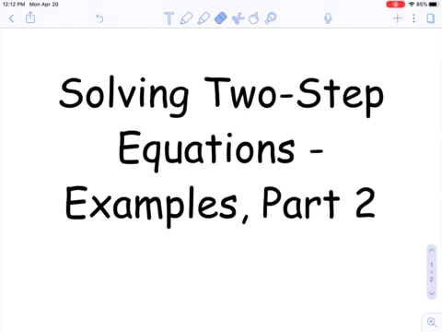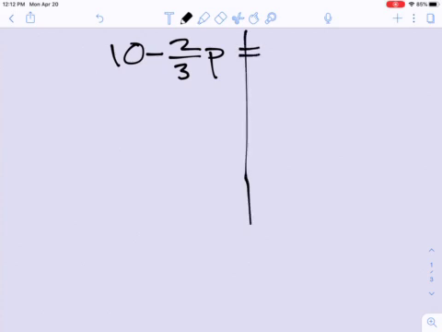Hey everybody, we are going to look at three more examples of solving two-step equations. These are going to be a little trickier and challenge you in another way. So let's take a look at our first one. Our first one is 10 minus 2/3 p equals 52.